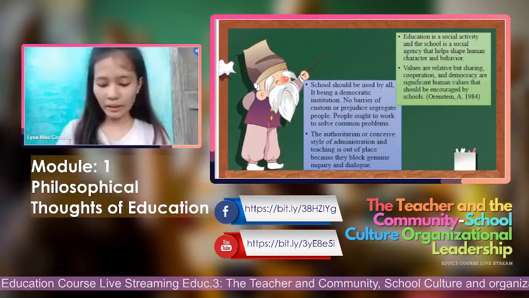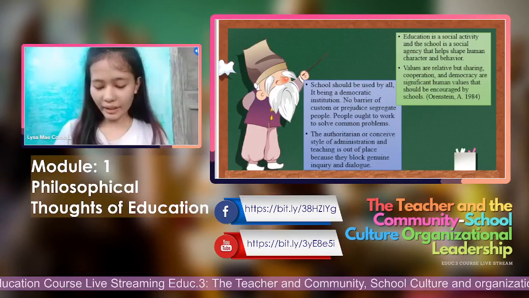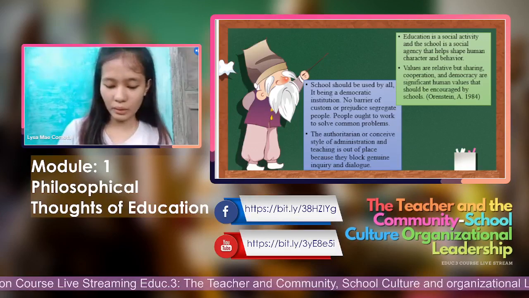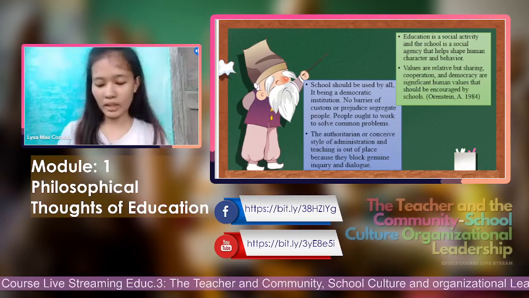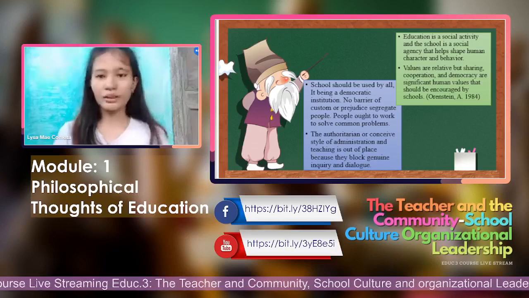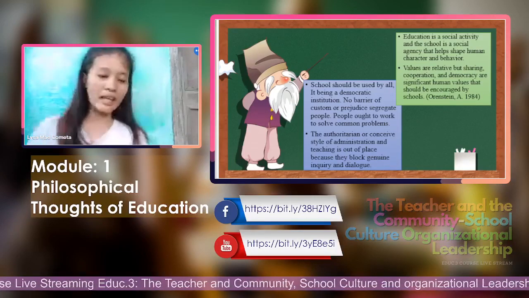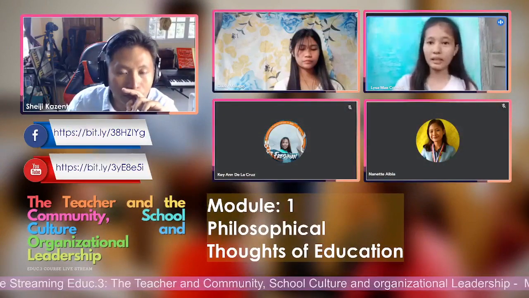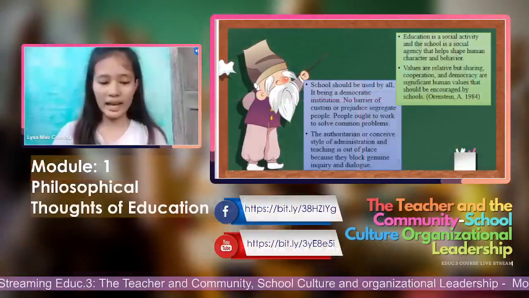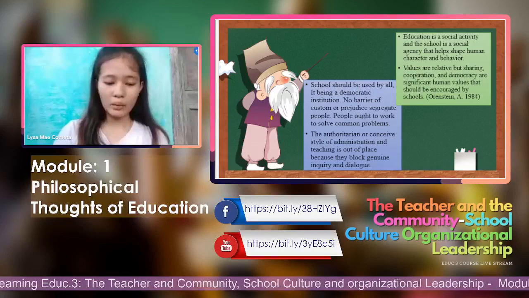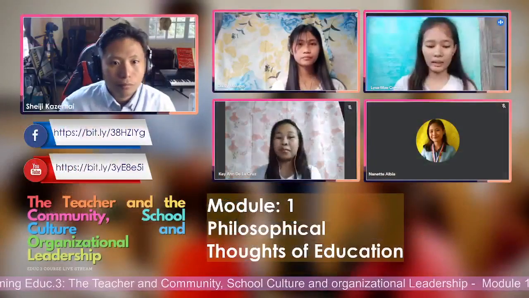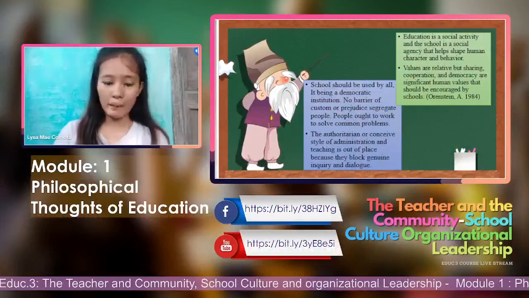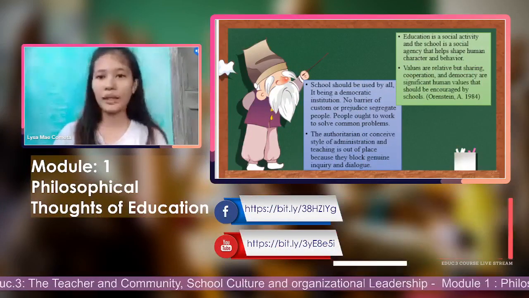So, values are relative but sharing, cooperation, and democracy are significant human values that should be encouraged by schools. So, ang paaralan ay scientific, laboratory, and democratic in the sense that children and youth test their ideas and values, which is na-acquire nila yung reflective thinking and acting skills. So, they are free to test their ideas, beliefs, and values.